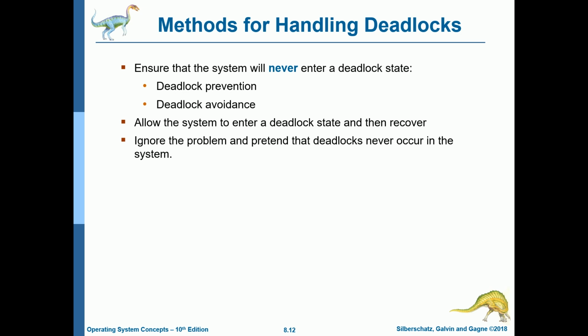Generally speaking, we can deal with the deadlock problem in one of three ways. First, we can ignore the problem altogether and pretend that deadlocks never occur in the system. Alternatively, we can use a protocol to prevent or avoid deadlocks, ensuring that the system will never enter a deadlocked state. Or we can allow the system to enter the deadlocked state, detect it, and then recover.